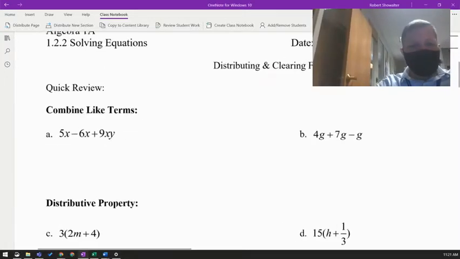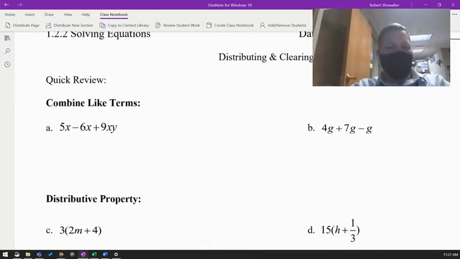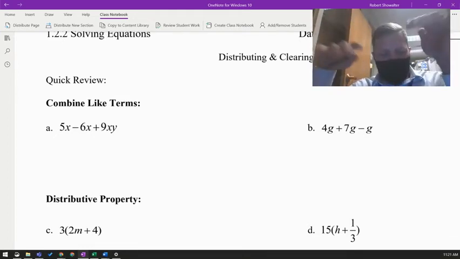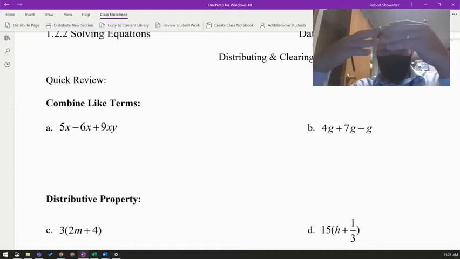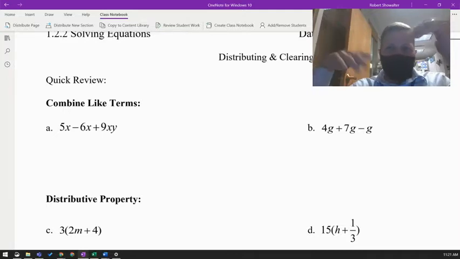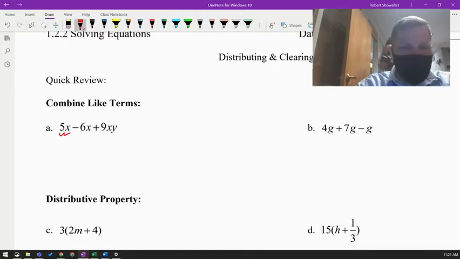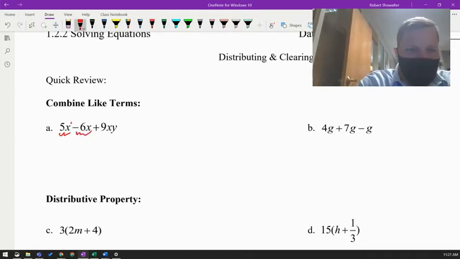All right, combining like terms. Terms are expressions that are separated by adding and subtracting, but that have multiplying or dividing in them. Like terms are ones that have the same variable to the same exponent. So looking at part A, we have 5x, and the only other one with just an x to the first would be this negative 6x.